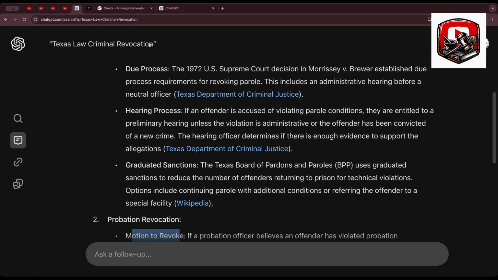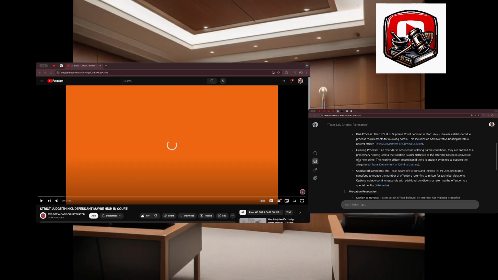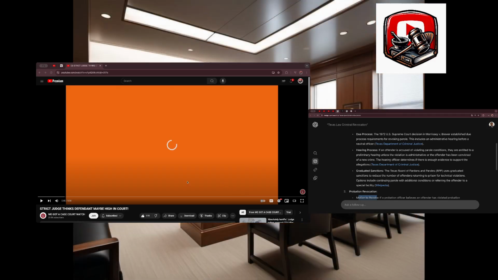All right, so with that initial portion, let's go ahead and take a look at the case from today. Okay, let's make this big. And once again, all shout outs go to We Got a Case, Court Watch. This is a strict judge who thinks the defendant may be high in court. This is during a plea involving a revocation.